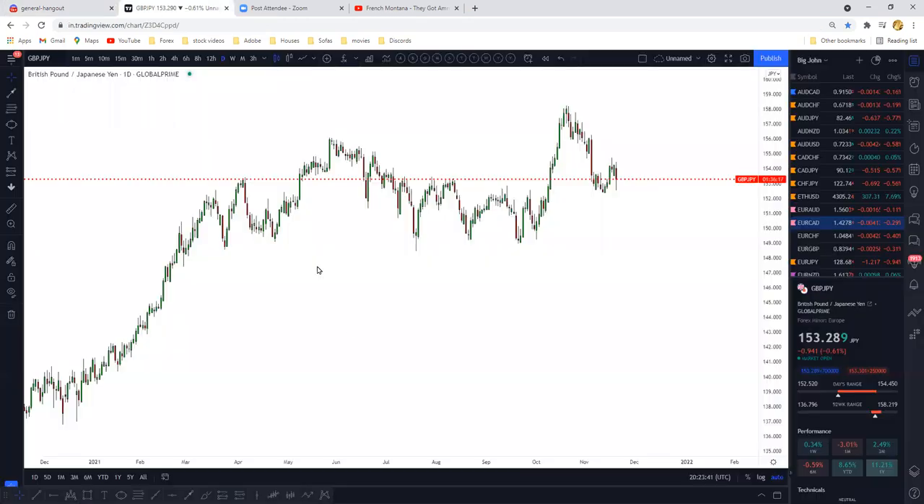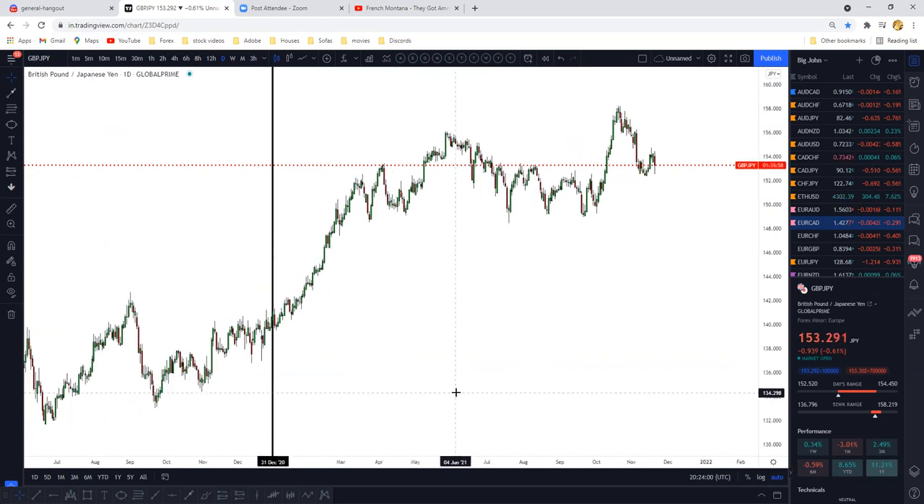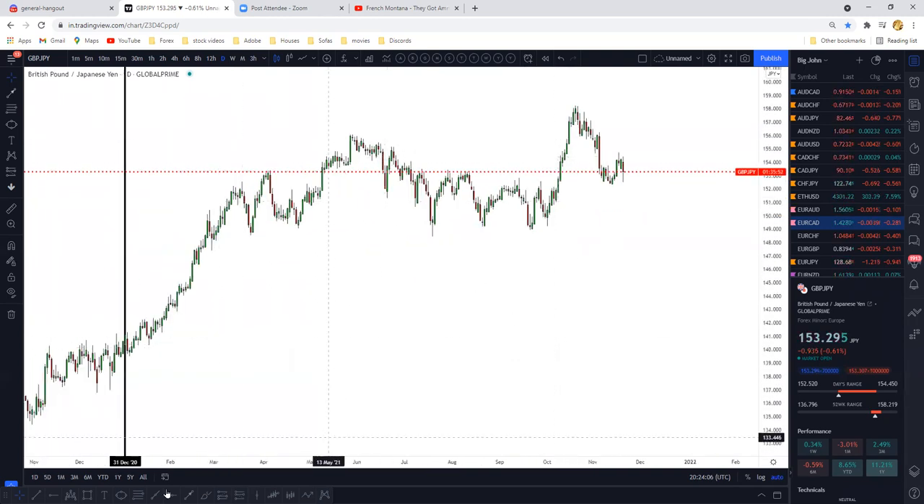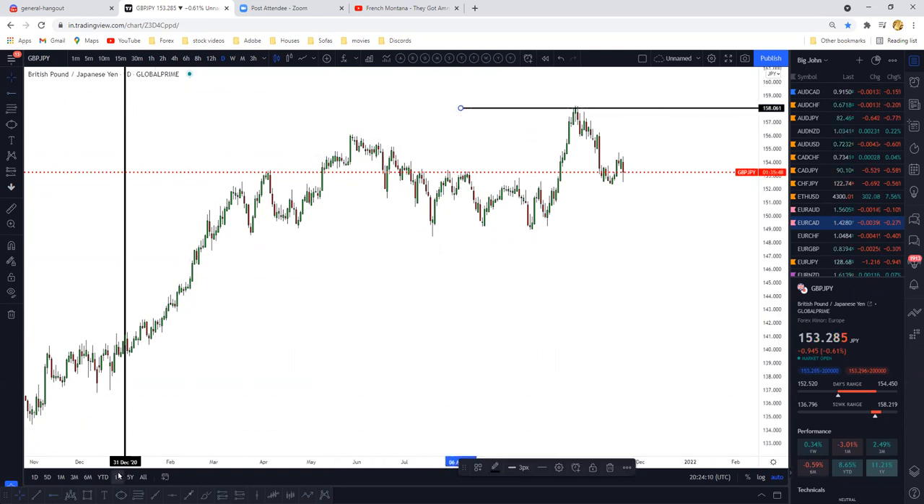I explained that you need to go to your daily time frame and go to the beginning of the year and start looking at your support and resistance levels. So you want to go to like here, where's the beginning of the year? Right here. And then just do a vertical line. Now we're going to look at anything and start doing our horizontal lines. For me, I'll just put one here because I can see that there is a support and resistance level right here.